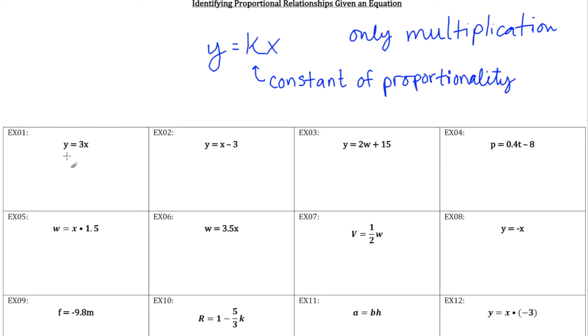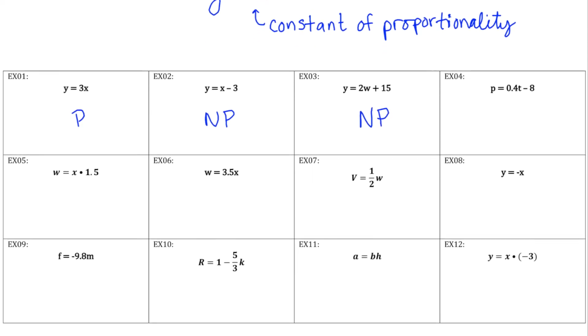This is y, or something, equals something times something. Something equals something times something, right? That's multiplication. So this one is proportional. This one is subtraction, so it's not proportional. I'll write it like that, not proportional. I was going to mark it out, but it's easier. This one has multiplication, but then it has addition, so this is not proportional. We're looking for only multiplication. Right here, multiplication and subtraction, so it's not proportional.